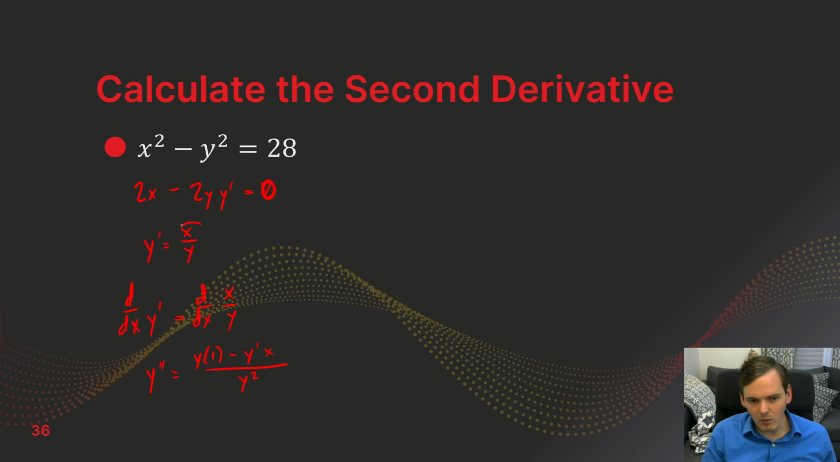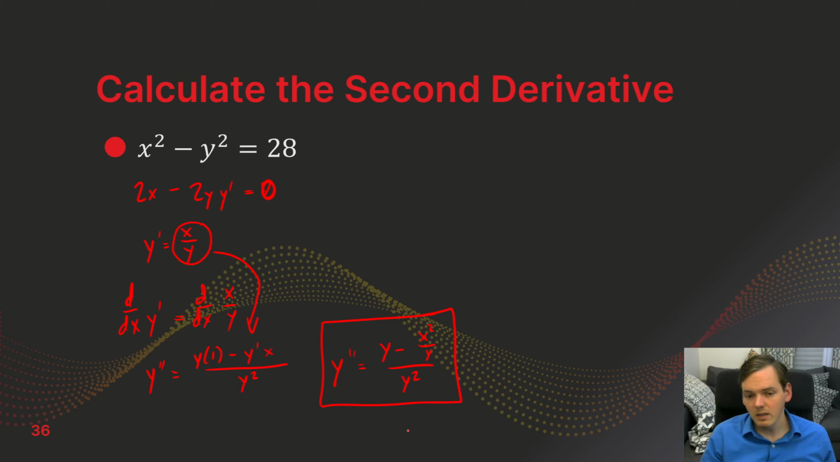But we already found y prime earlier, so I can come down here and just plug it in. So in other words, the second derivative of y, of this function y, or of the implied function y, is y minus x squared over y, all divided by y squared. And we can clean that up a little bit if you really wanted to, but looking at it again, it's not going to get that much cleaner.